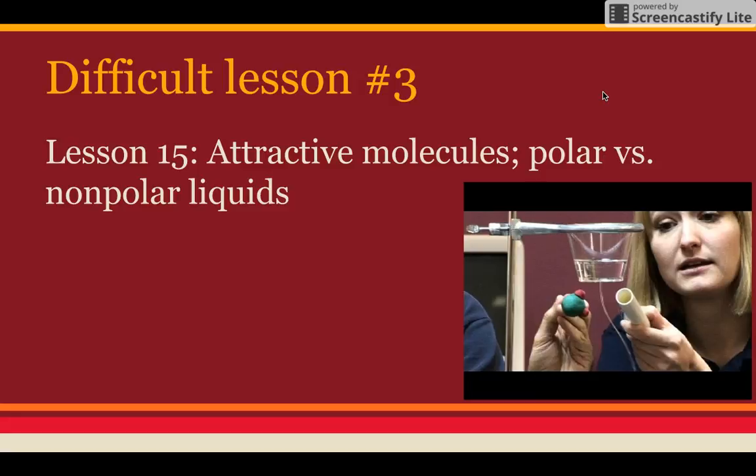And you'll notice the woman in the image is also showing the orientation of the water molecule. That's a nice micro-macro connection that she's making there. Perhaps it doesn't have to be made in lesson 15, but I think what she's doing is a good idea.